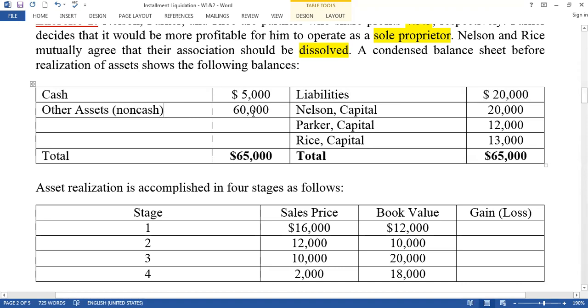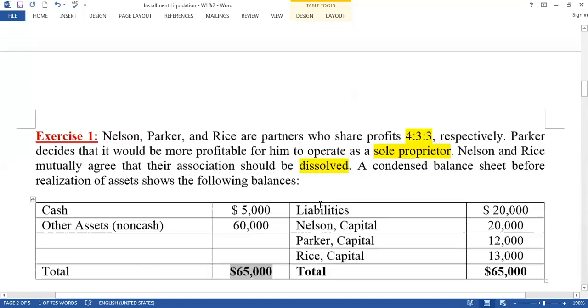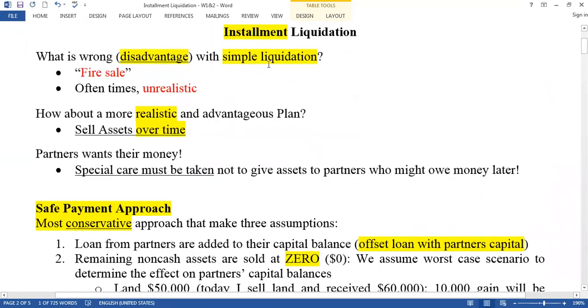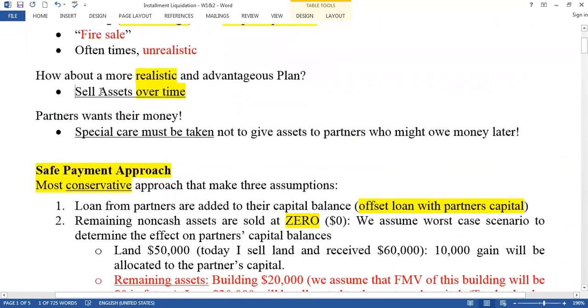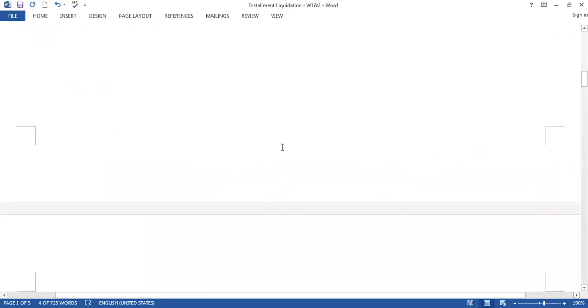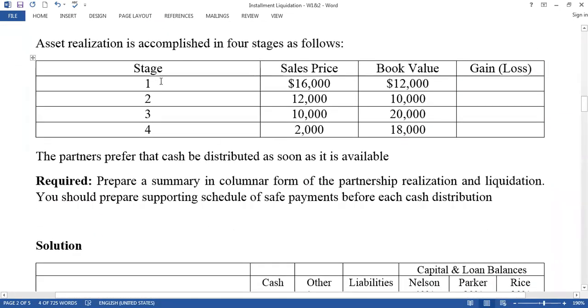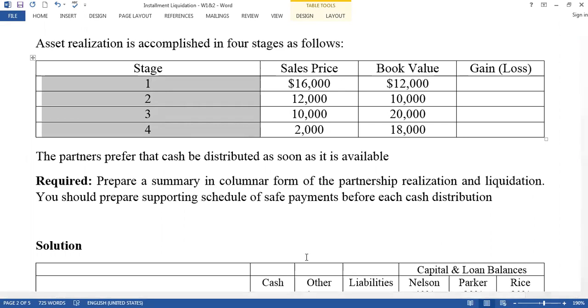So cash $5,000, non-cash $60,000, total $65,000. And I told you that according to the installment method, we sell assets over time. In the example I already explained, we had 2 installments to sell our asset. According to this new question, we have 5 installments. So we are not going to sell our asset all together; we are going to sell it over time.